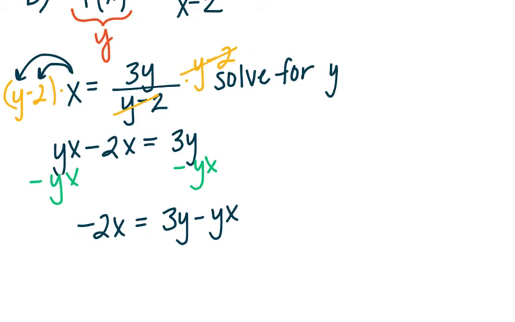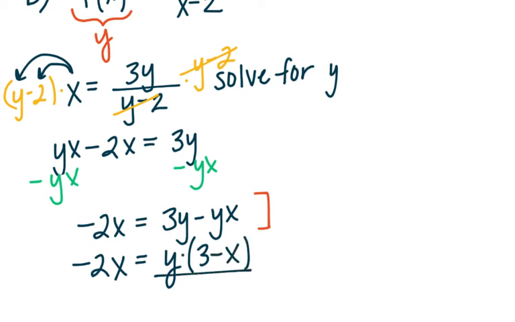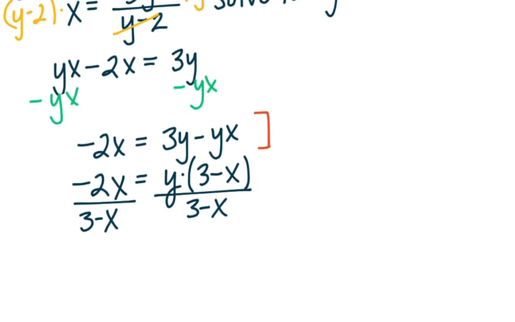And now you'll notice the right-hand side of your equation here, it is factorable. It has a GCF, and we can factor out a positive y, which is what we're trying to solve for. So if you factor out a positive y, you end up with y times the quantity 3 minus x. And then that works very well because now we can divide both sides by the quantity 3 minus x, so that we can solve for y. So now we have y is equal to negative 2x divided by 3 minus x. So this is the inverse.